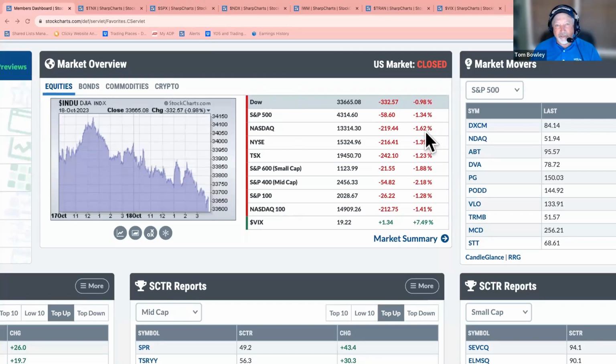You can see across the board, pretty red numbers in terms of percentages. The NASDAQ, the leader to the downside, was down 1.62%, until you get to small caps and mid caps. The S&P 600 and the S&P 400 were both down significantly. The S&P small cap index was down 1.88% and mid caps down more than 2%, almost 2.2%. So you can see a lot of red across the board. The only thing really green there is the VIX, the volatility index, jumping yesterday up to 19.22 at the close. That was up about 7.5%.